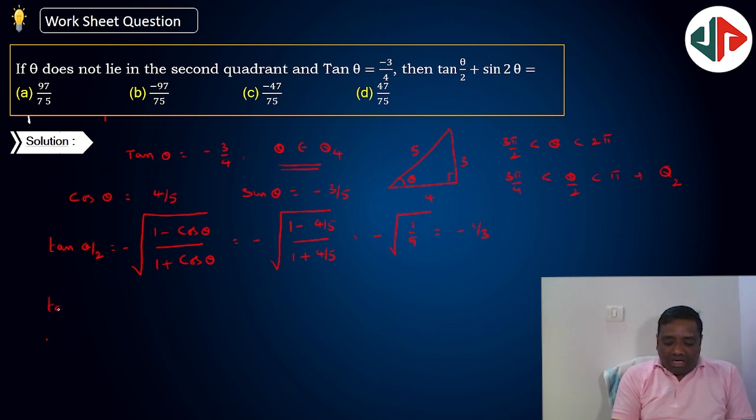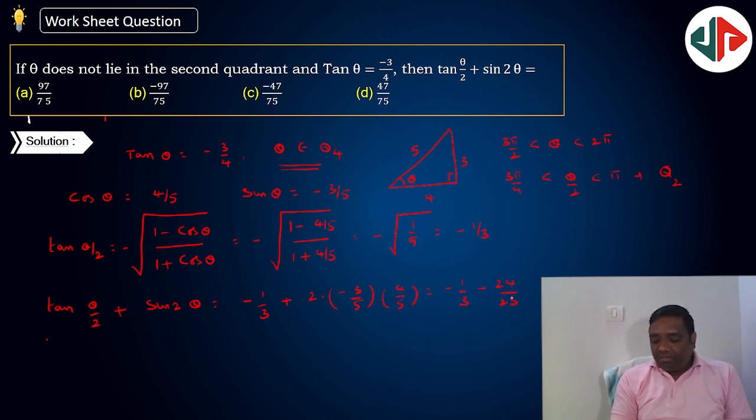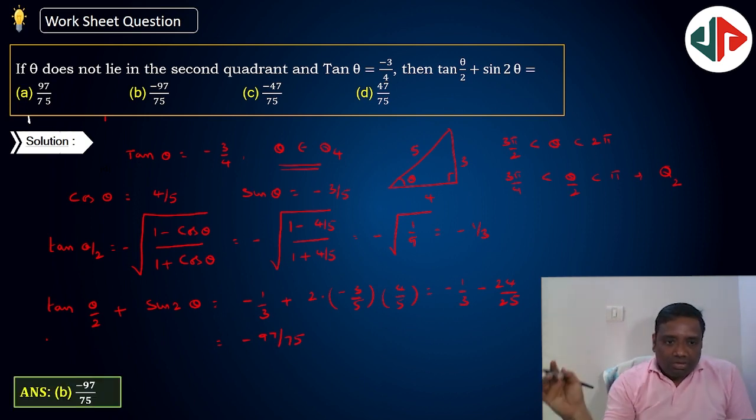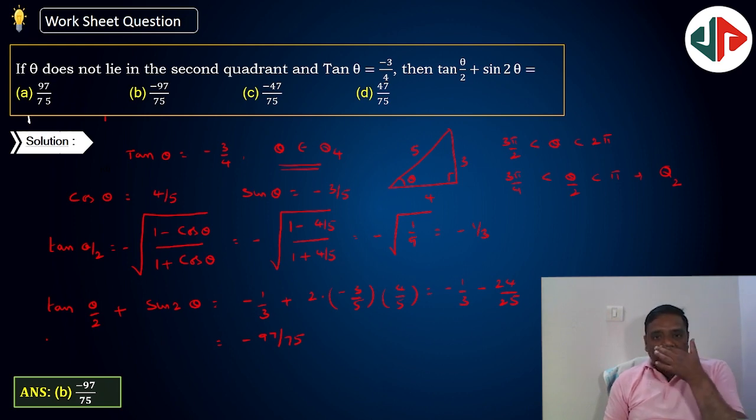So your question is tan of theta by 2 plus sine 2 theta value. So this value is minus 1 by 3 plus 2 into sine theta, which is minus 3 by 5, and cos theta, which is 4 by 5. So your answer is minus 1 by 3 minus 24 by 25. If you simplify, we'll get minus 97 by 75. Clear?